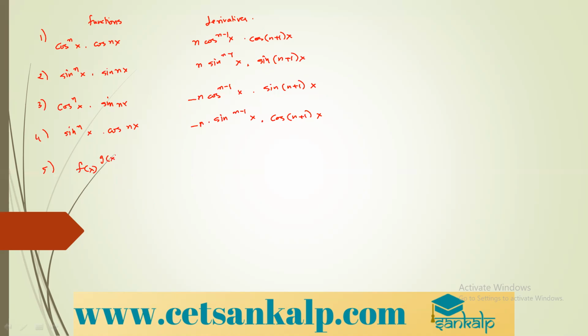f of x power g of x. The actual method is, as I told you, you will be using logarithms. But the shortcut method is f of x power g of x into g of x into f prime of x by f of x plus g prime of x into log of f of x.